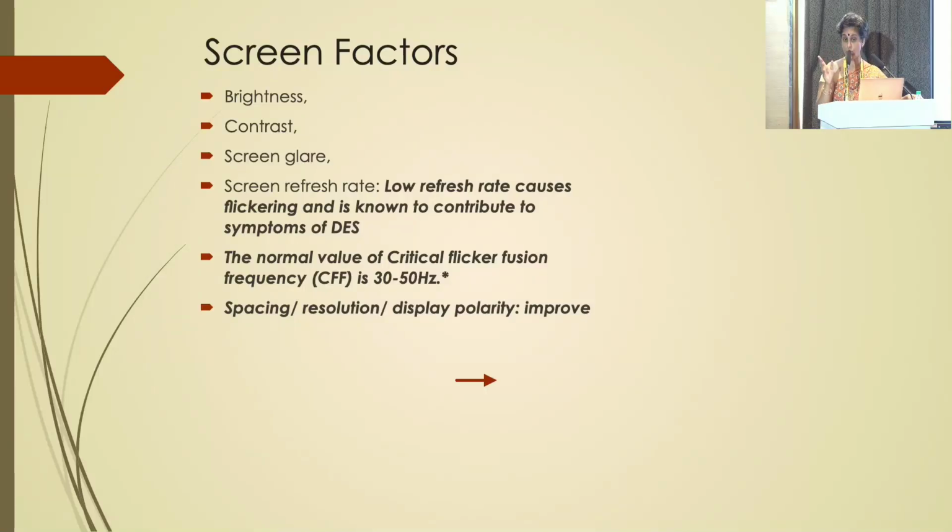If the flicker is too much, then again eye strain is caused. In fact, this is known to be epileptogenic also. If the flicker is too much, it can lead to epilepsy in those people who are prone to it.